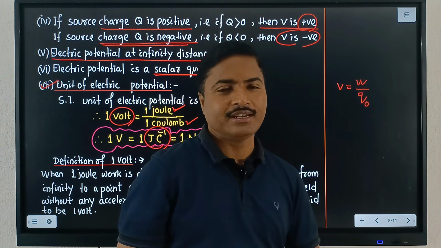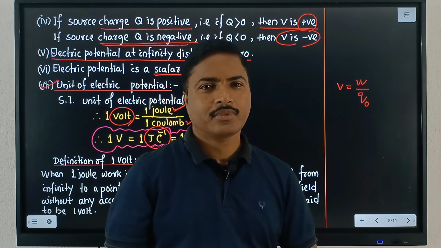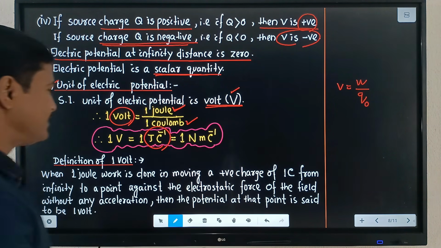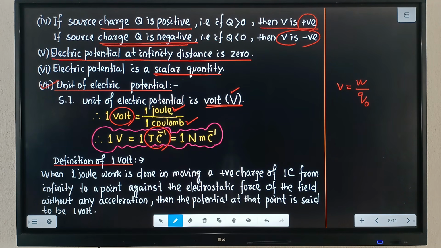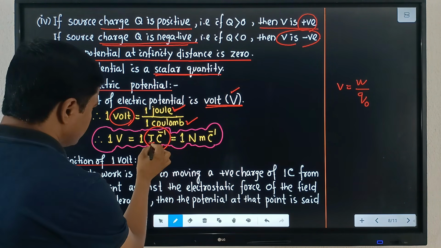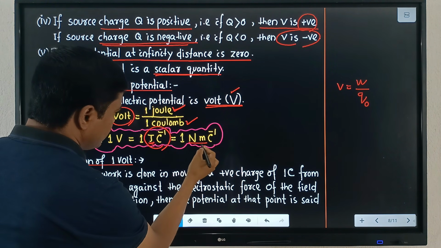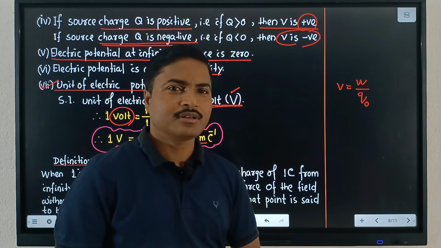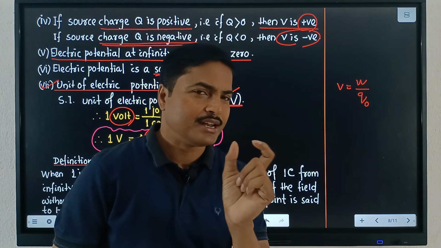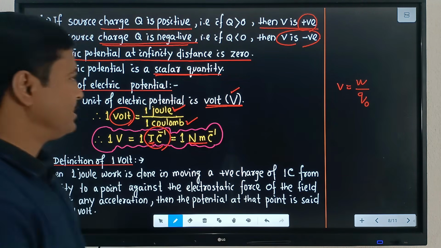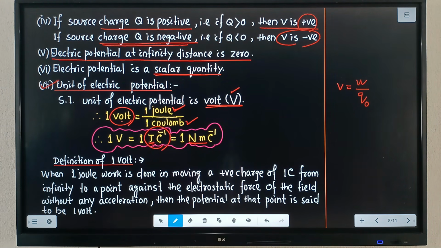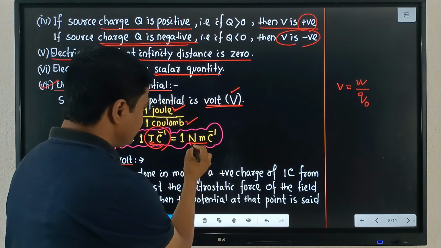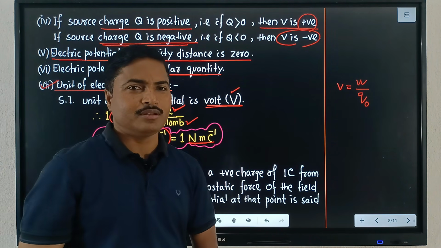Volt is the name of a scientist. And symbolically we write capital V, because that is the name of the scientist. And here, in place of joule, we write Newton into meter. That means the SI unit of electric potential, we may write volt, we may write joule into coulomb inverse. We also write Newton meter into coulomb inverse. Clear?